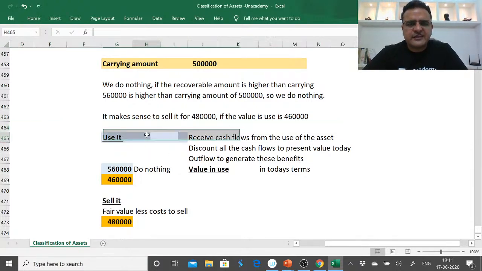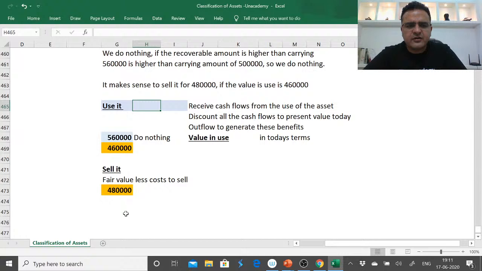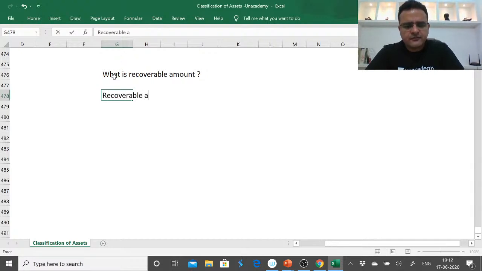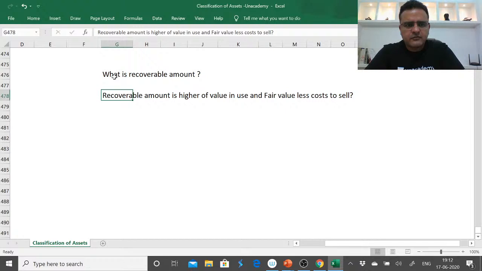So it makes sense to sell it for 4,80,000 if the recoverability is higher than use in the second scenario. So what is recoverable amount? What we are trying to see. What gives us more money? What is the sensible decision? Recoverable amount is higher of value in use and fair value less cost to sell.